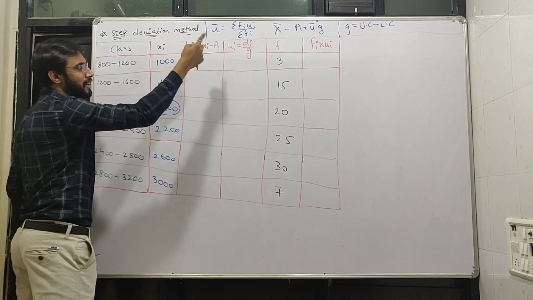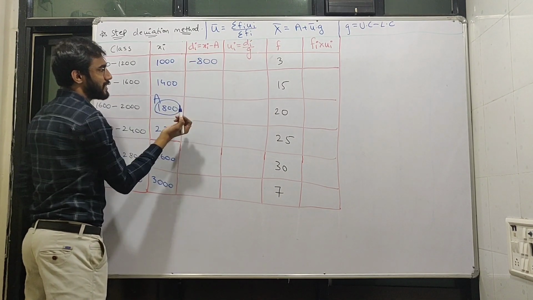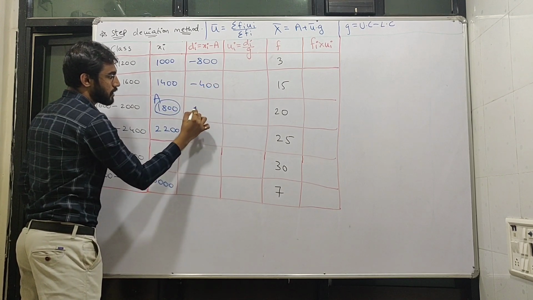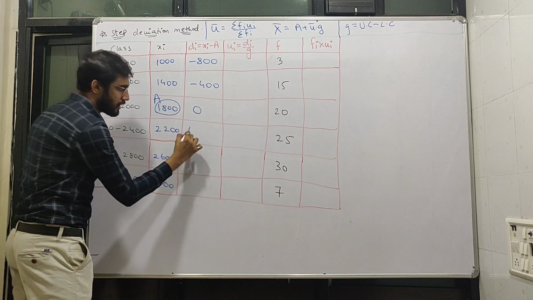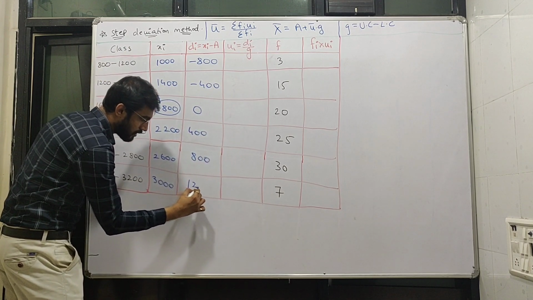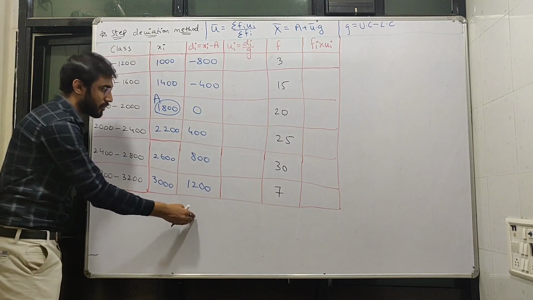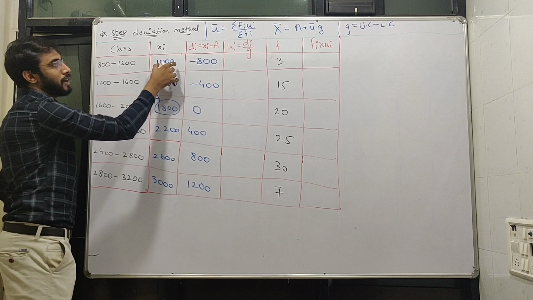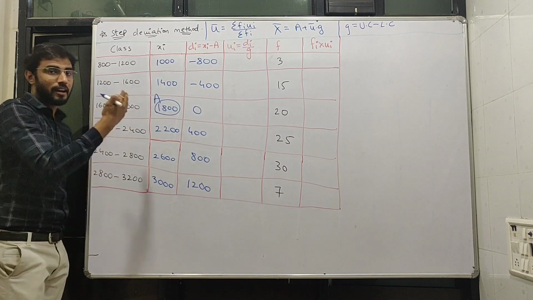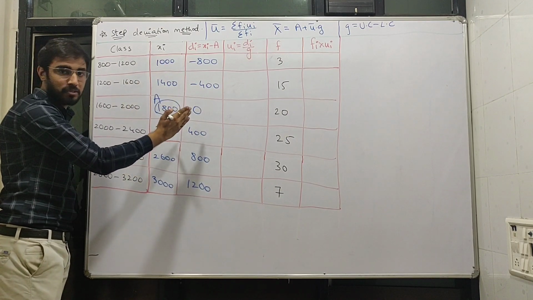Xi 1000 minus 1800, answer comes out to be minus 800. 1400 minus 1800, answer is minus 400, then 0, then 400, 800 and 1200. So these are our values for di. Okay, di is equal to xi minus a. Assume mean method, we have checked how to remove the values. Here I am just substituting the values.